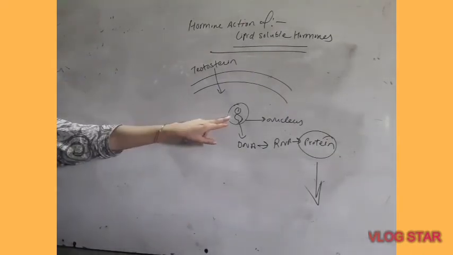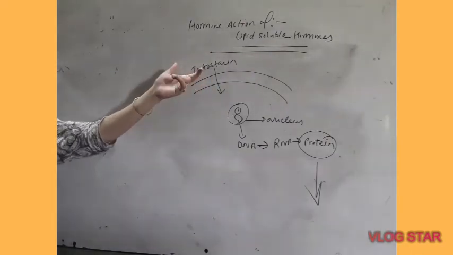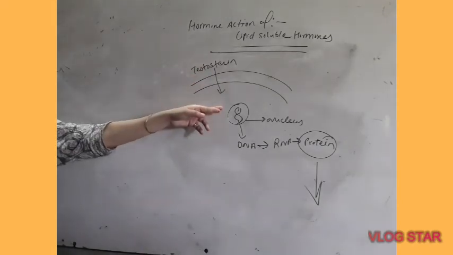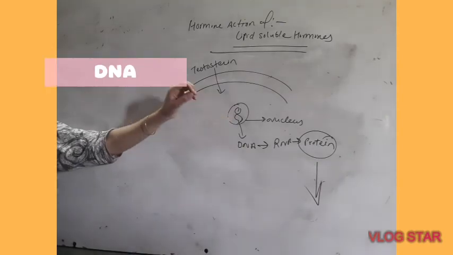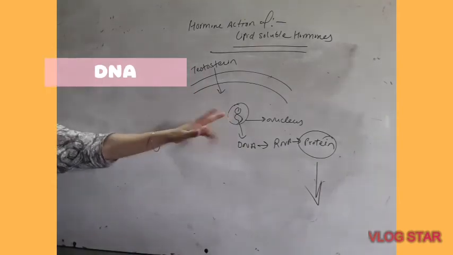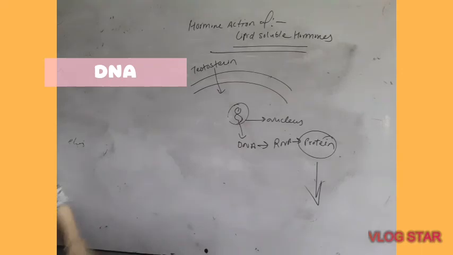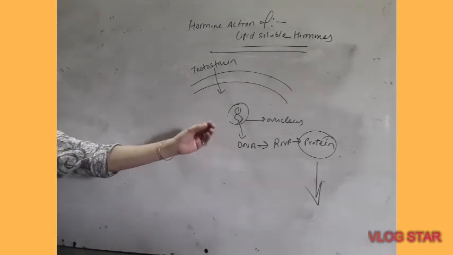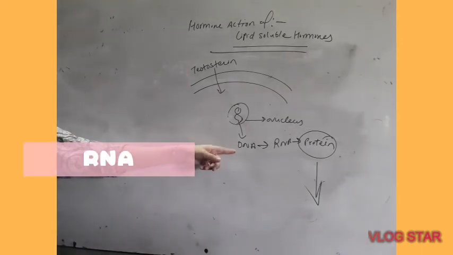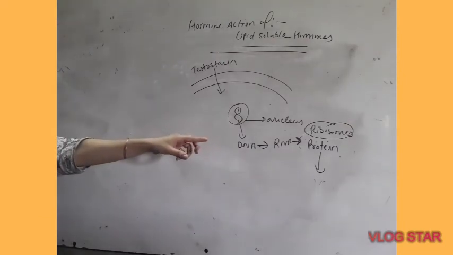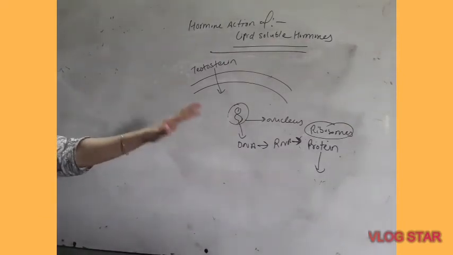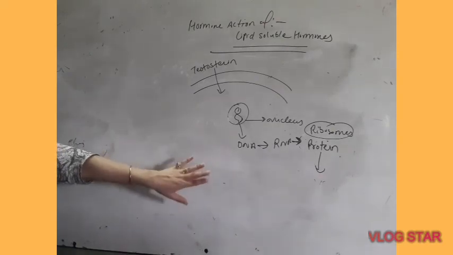So when these hormones, suppose testosterone is released, enter the cell, then from the cell they enter the nucleus and target the DNA. It affects the DNA or stimulates the DNA to form RNA. When RNA is formed, the function of RNA is to take the information from the DNA to the ribosomes. It takes the information to the ribosomes, and inside the ribosome it forms various proteins, and these proteins bring the desired changes in our body.